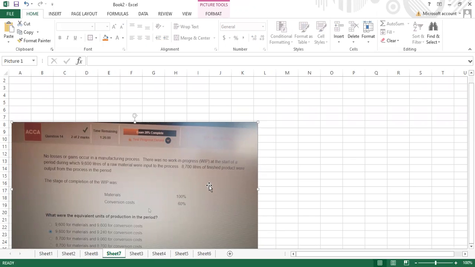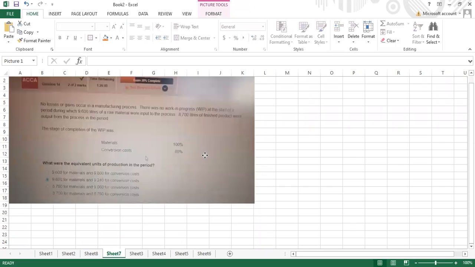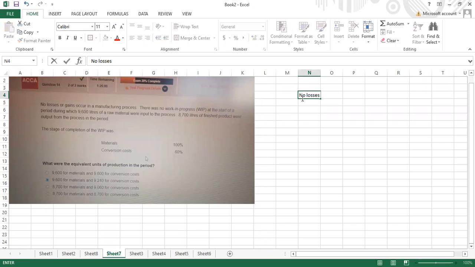It says there was no work in progress at the start of a period during which 9,600 liters of a raw material were input to the process. So no losses or gains, and no opening work in progress, opening is zero. It's important to understand that input units are 9,600.